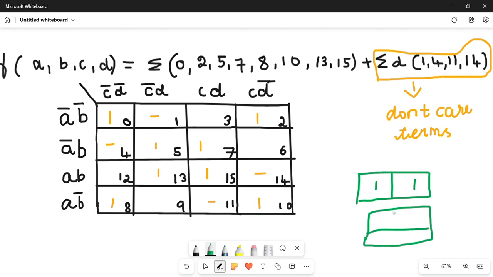So a group of 4: you have 4 cells, and if each of the 4 cells has the number 1, then you're going to make a group of 4, right? But here, what you are supposed to do is not apply this procedure. Why do you not need to apply this procedure here? What is that procedure in don't care terms?